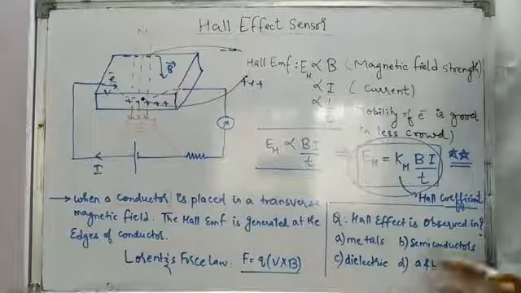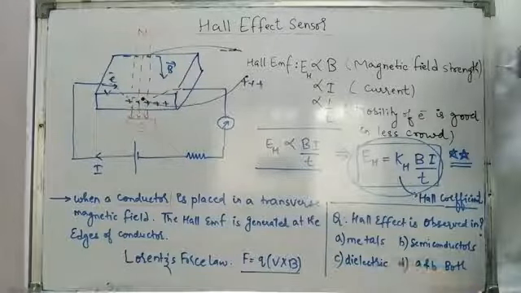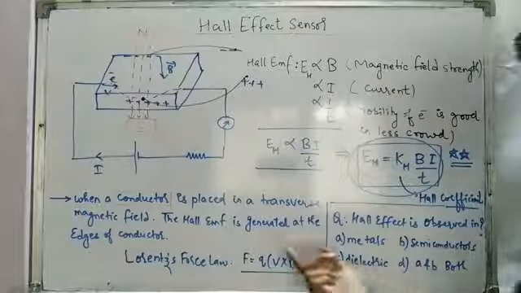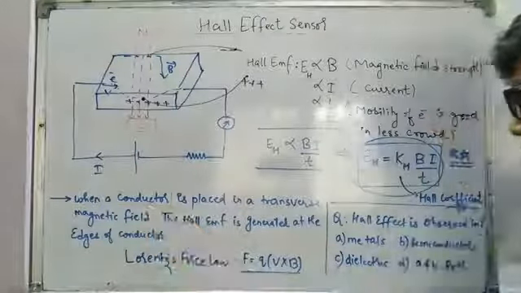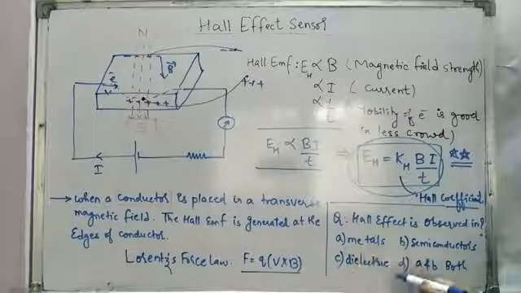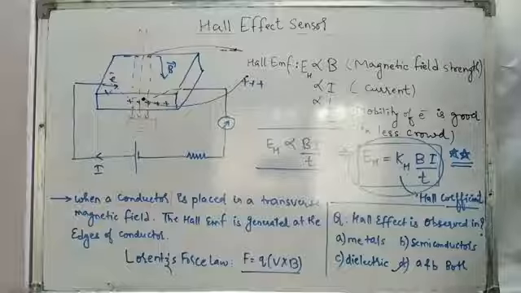So option A is metal, option B is semiconductor, and option C is dielectric. Metals and semiconductors, both of them are conductors, right? But dielectric is an insulator. So A and B both are going to have the Hall effect. So option D will be the answer.